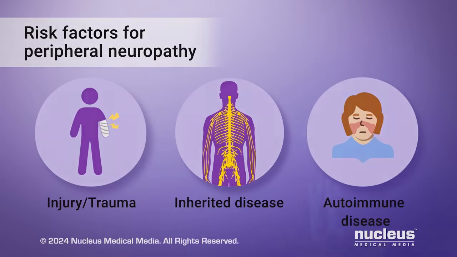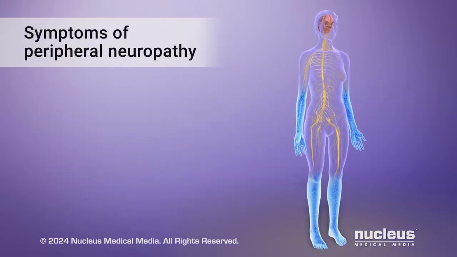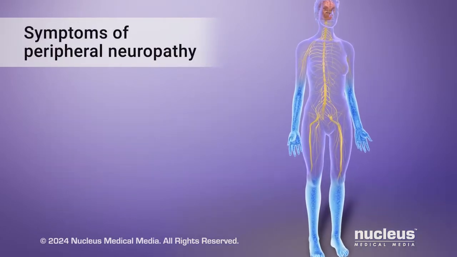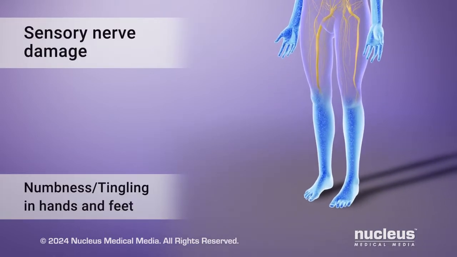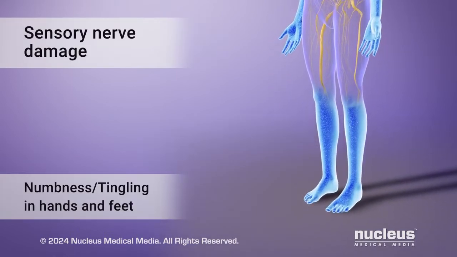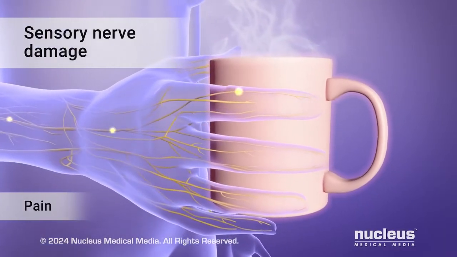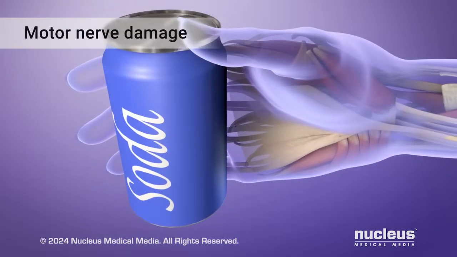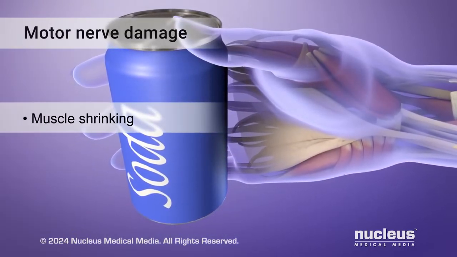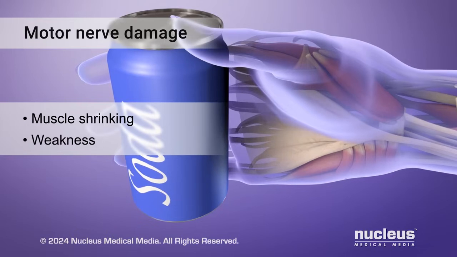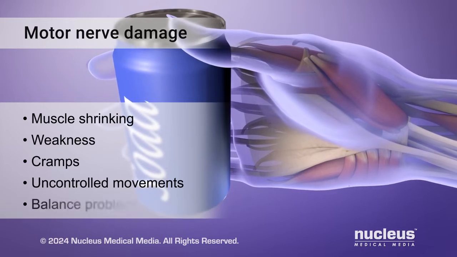The symptoms of peripheral neuropathy vary depending on the type of nerves affected. For example, damage to your sensory nerves can cause tingling and numbness in your hands and feet, and pain that you feel more easily or intensely. Damage to your motor nerves can cause muscle shrinking, also known as atrophy, muscle weakness, cramps, uncontrolled movements, and balance problems.